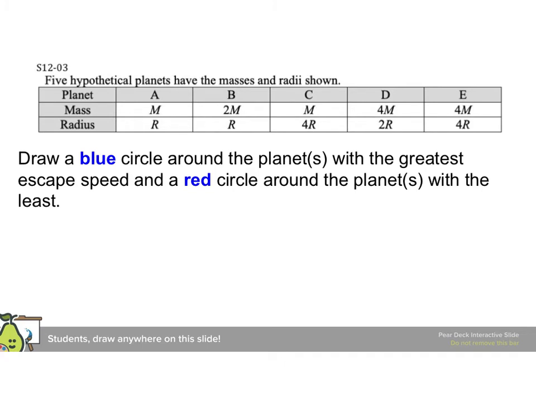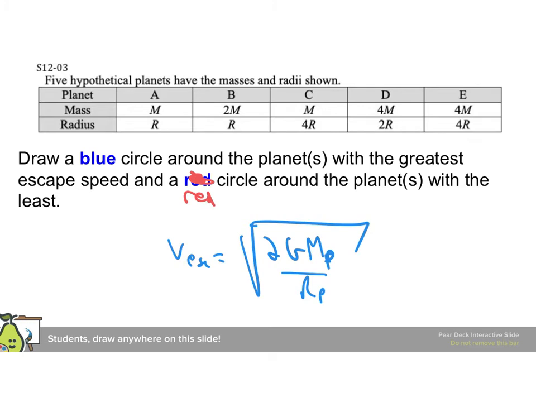Draw a blue circle around the planet with the greatest escape speed and a red circle around the planet with the least escape speed. So remember that the escape speed is the square root of 2G times the mass of the Earth, or whatever of the planet, let's say, over the radius of the planet. So we'll take this as our standard 1. Let's see, M and R.